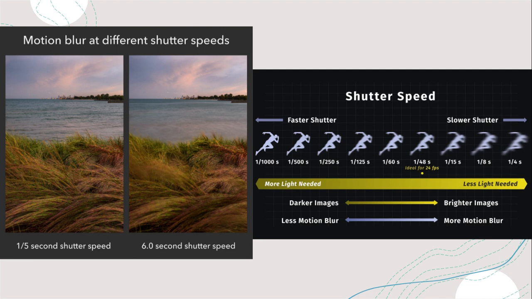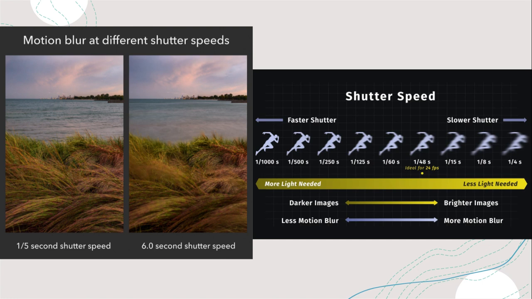These are just comparisons. The first image there is a comparison with a 1/5 second shutter speed, and the other one's 6 seconds. The 6 second one creates a blur effect, and the other one doesn't, so it looks like a normal image basically. And you see fast and slow shutter speeds.